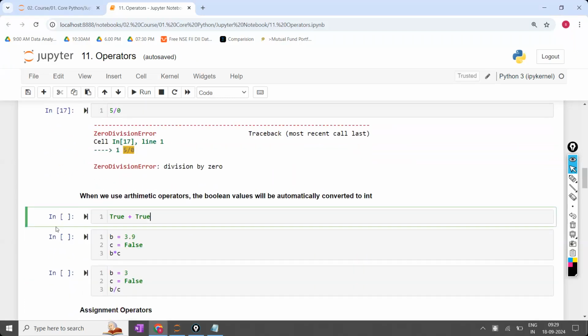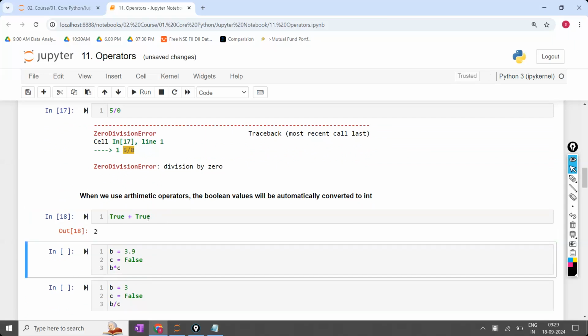Next, when we are using the arithmetic operators, the Boolean values will automatically convert into int. So here True is there, True plus True. In between, what operator is there? Arithmetic operator. When there is an arithmetic operator, automatically True will be converted to int of True. What is int of True? 1. And similarly int of True, 1. So 1 plus 1 is 2. So the output you are going to get is 2, because whenever there is an arithmetic operator, the Booleans will be converted to int.